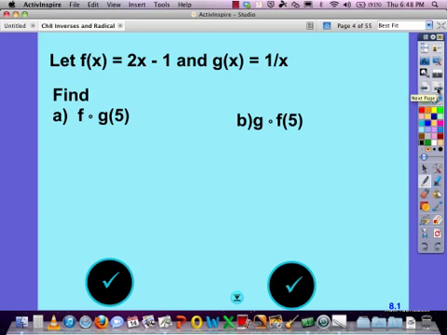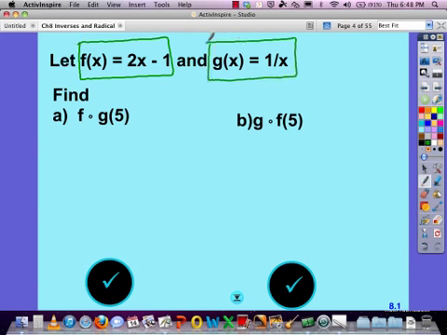Now, as always, you are going to have to be given some functions. So take a good look at the top. We've done that. We've given you an f of x rule. Looks to me like every time you want to use f of x, you're going to take 2 times your number and subtract 1. And you've also been given a g of x rule, which says you are going to take 1 and divide it by your number.